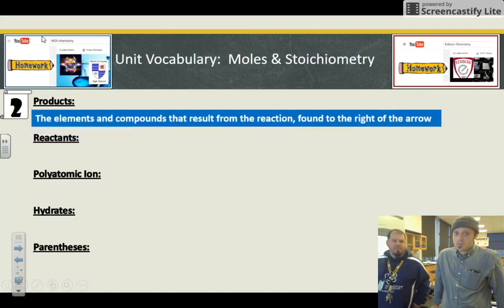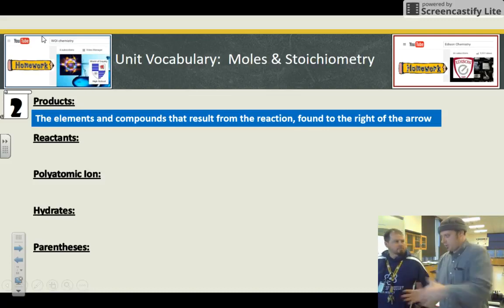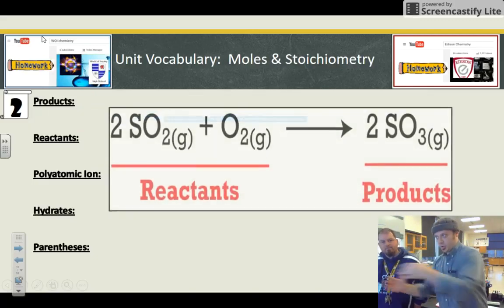Anyways, you see that the products here are specifically on the right-hand side of the arrow. So this is the elements or the compounds that result from a reaction, always found, again, on the right side of the arrow. Wherever the arrow is pointing is telling you what you made. So you produced that.